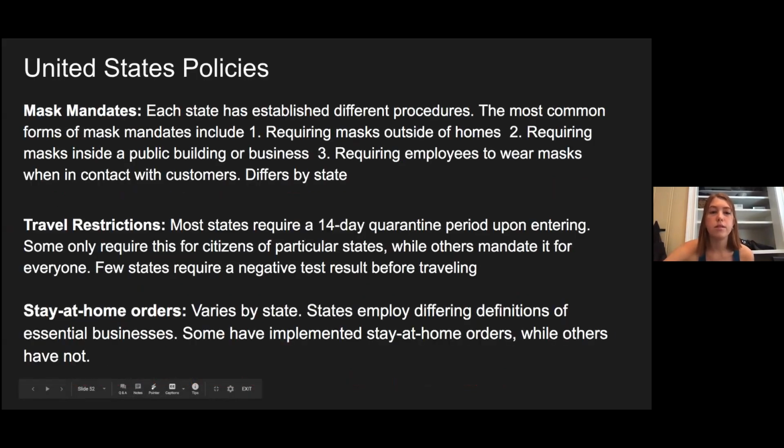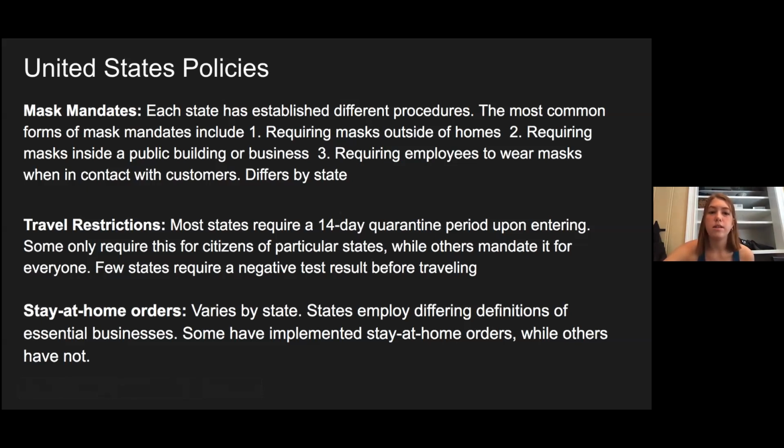So going into some of the United States policies, these mainly included mask mandates, travel restrictions, and stay-at-home orders. But a big problem with the United States was that there were a lot of inconsistencies within states, and it was really left up to the individual states to decide how strictly they were going to enforce these or what they were really going to implement to begin with.